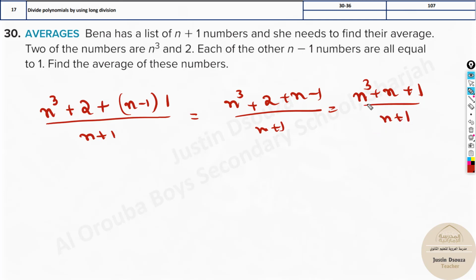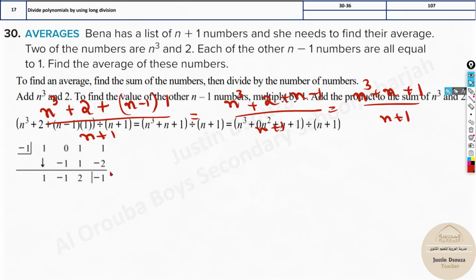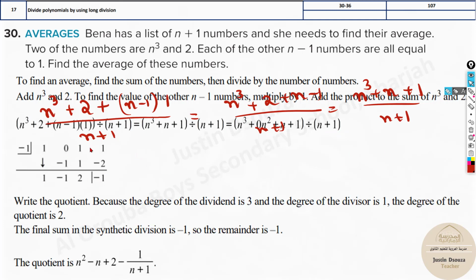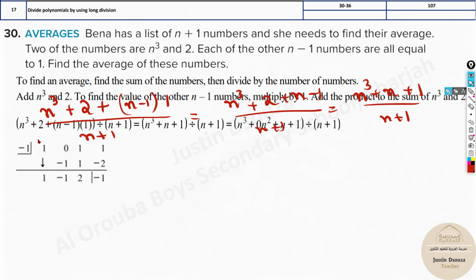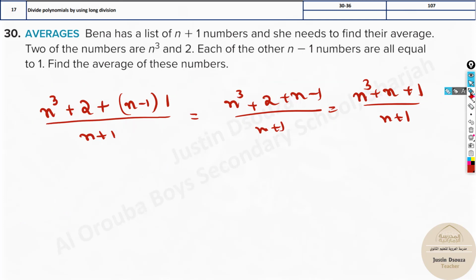Now we can simplify this. How? We can do the long division method. Now in this particular question, they have done synthetic division over here. See, n cube plus 0 n square, n plus 1 divided by n plus 1. They have done synthetic division, that is fine. We just have to find the quotient over here, that is the average, right? If you divide these both, you get the average. This is the answer. But how exactly you do it, I will talk about synthetic division in question number 18. So I will do long division over here because they have mentioned long division.